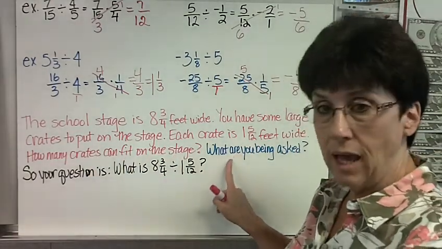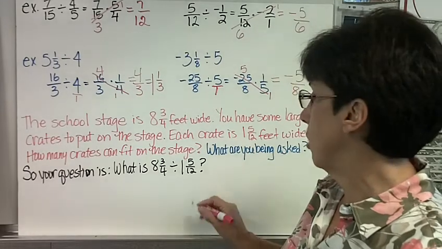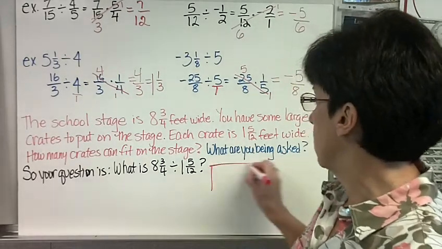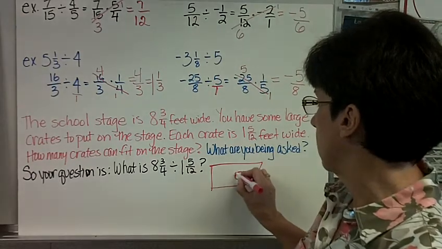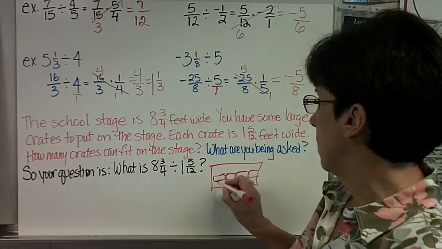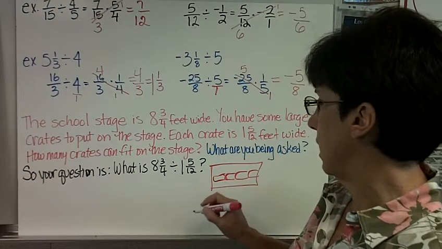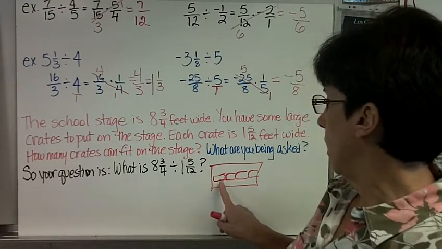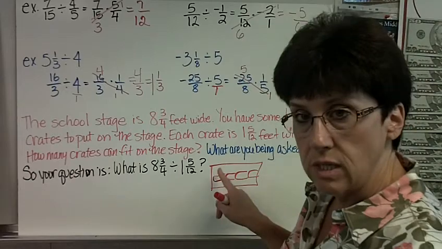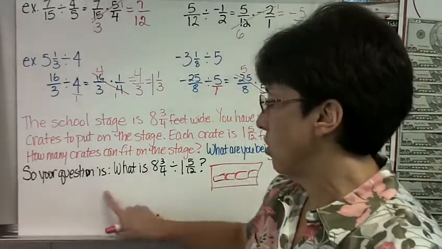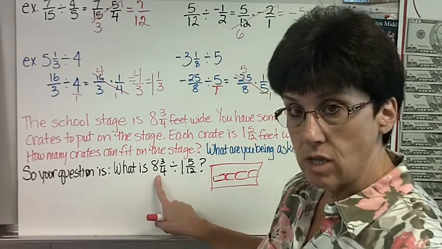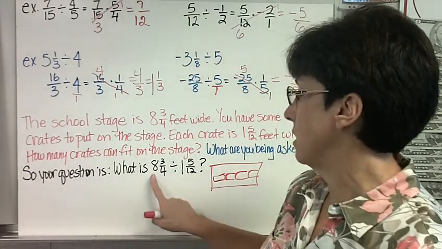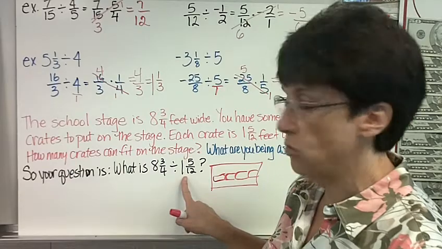What are you being asked? Well, you could always draw a picture. You could say, here's my stage, and I have to put these large crates on it. So I need to see how many crates will fit on the stage. So how many times will the crate size go onto the stage size? So your question in math is, what is the stage size divided by the crate size? 8 3/4 divided by 1 5/12.